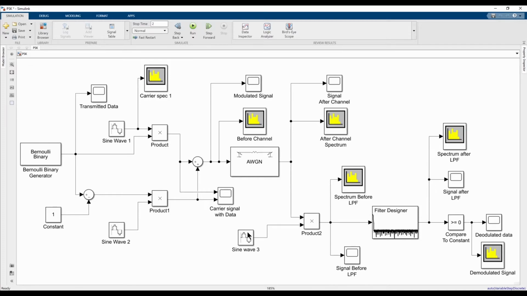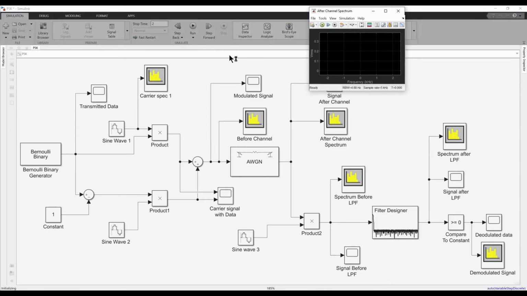So this is the whole block diagram of the PSK system. Now if you simulate this by pressing the run button, we'll see the output.